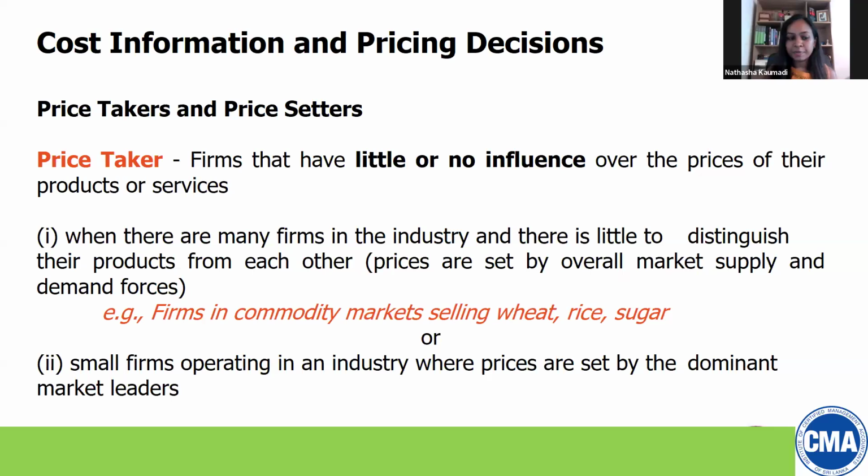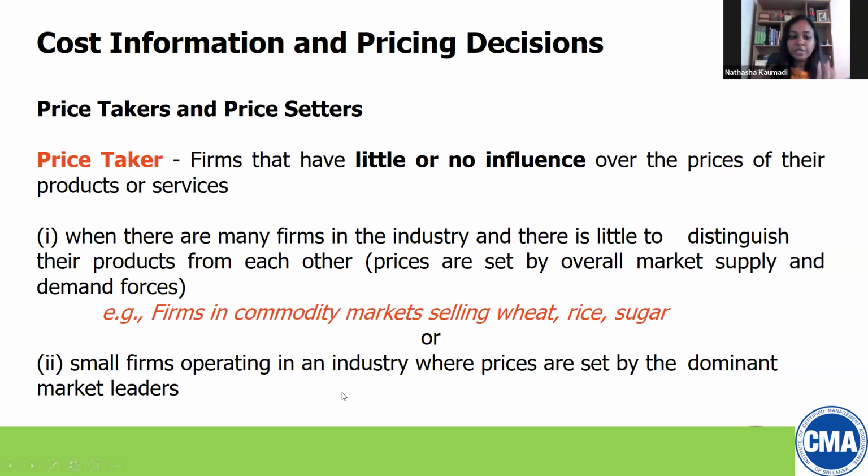Let's say there are two examples. When there are many firms in the industry and there is little to distinguish their products from each other, that means you all are selling a common product. Let's say firms in a commodity market selling wheat, rice, sugar, bread. There are so many small firms, and there's little to distinguish their product from each other. You will become a price taker. Let's say you are opening up a bakery tomorrow and you can't decide the price of a bread, because you have to take the price in the market, right? You have to take the price. You are a price taker.